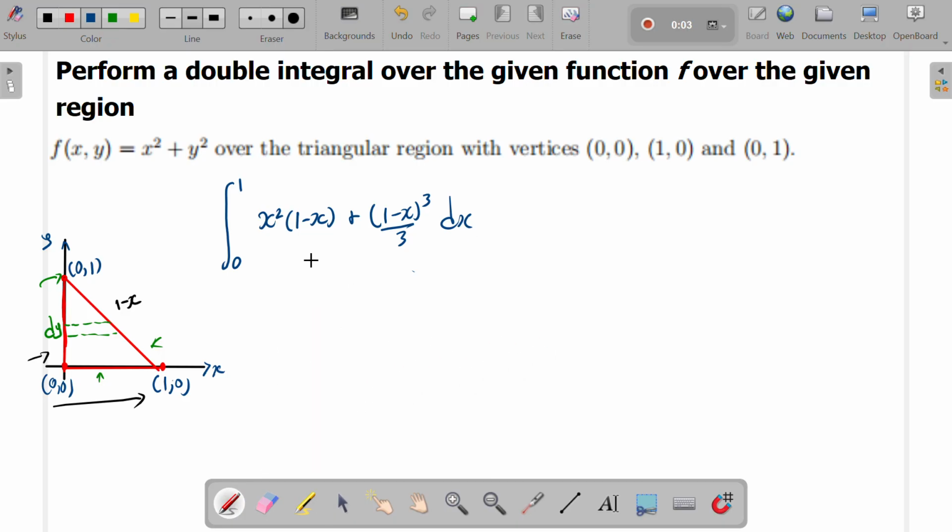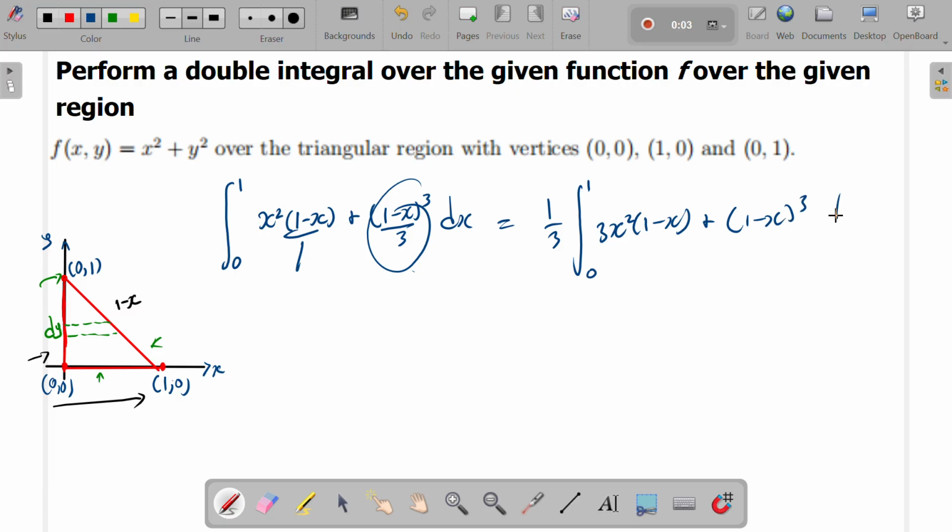So I can actually let me just have this as this, I want to get rid of this 3 here, so I can bring it on the outside. But before I do that, remember there's a 1 here, so I can make that a single fraction, then multiply it by 3. So this is going to be equal to, I'll have the 1 over 3 on the outside, so this is 1 and this is 0. So here you're going to have 3x squared, then 1 minus x plus 1 minus x to the power 3 dx, like that.